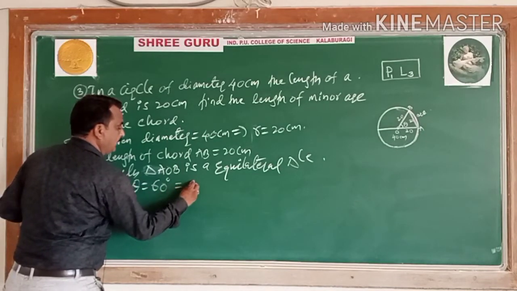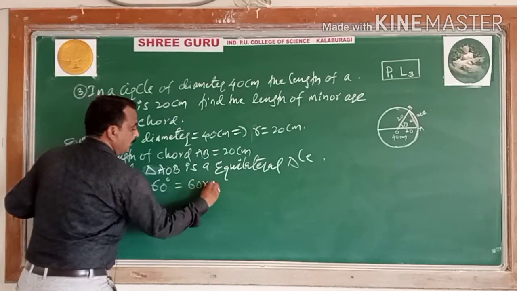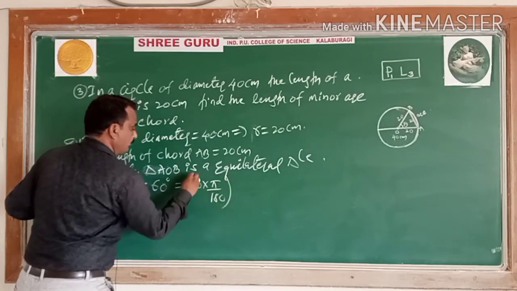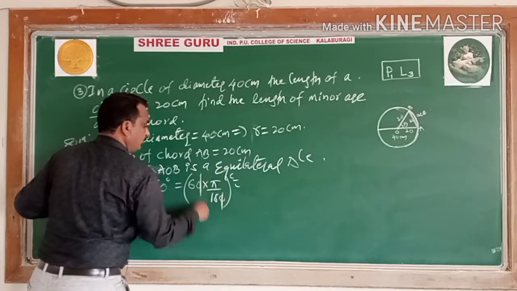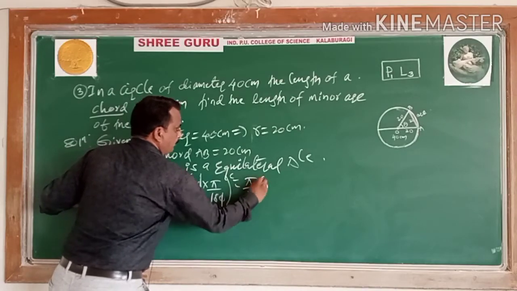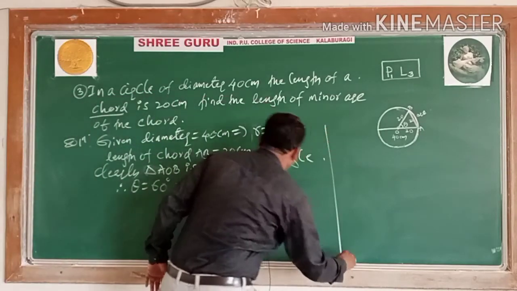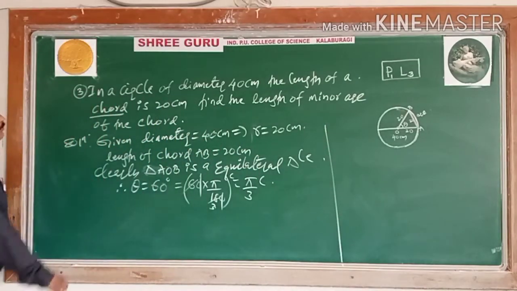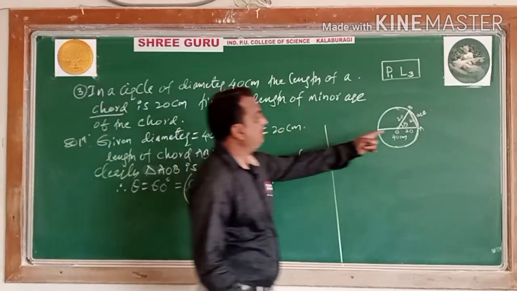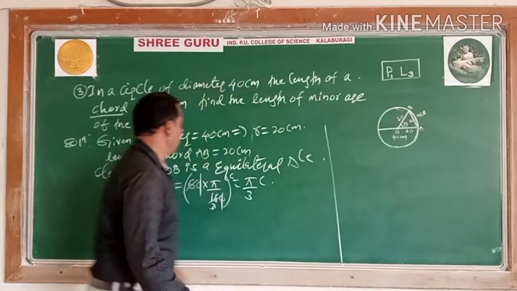Convert it in terms of radian, because you need it in terms of radian. You know 60 degree is pi by 3 radian. So what do you have to find here? In a circle, the minor arc. This arc AB you have to calculate here.